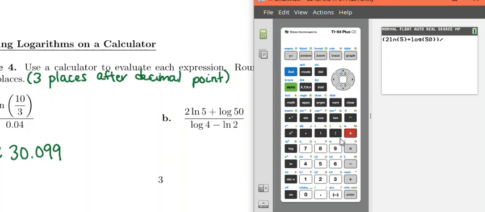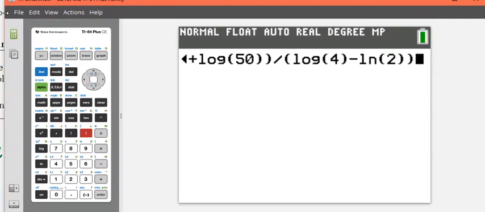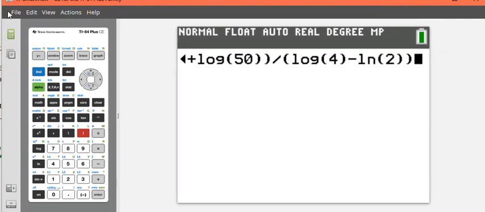Now I'm going to divide. I've got to put the entire denominator in parentheses or it's not going to come out correctly. Open your parentheses, hit the log button, log of 4, close the parentheses. You have to close the parentheses because you're only taking the log of 4. Then subtract natural log of 2, close the parentheses on the logarithm because you're done with it, and close the parentheses on the denominator. Let me make this bigger. Hopefully you can see what I did here.